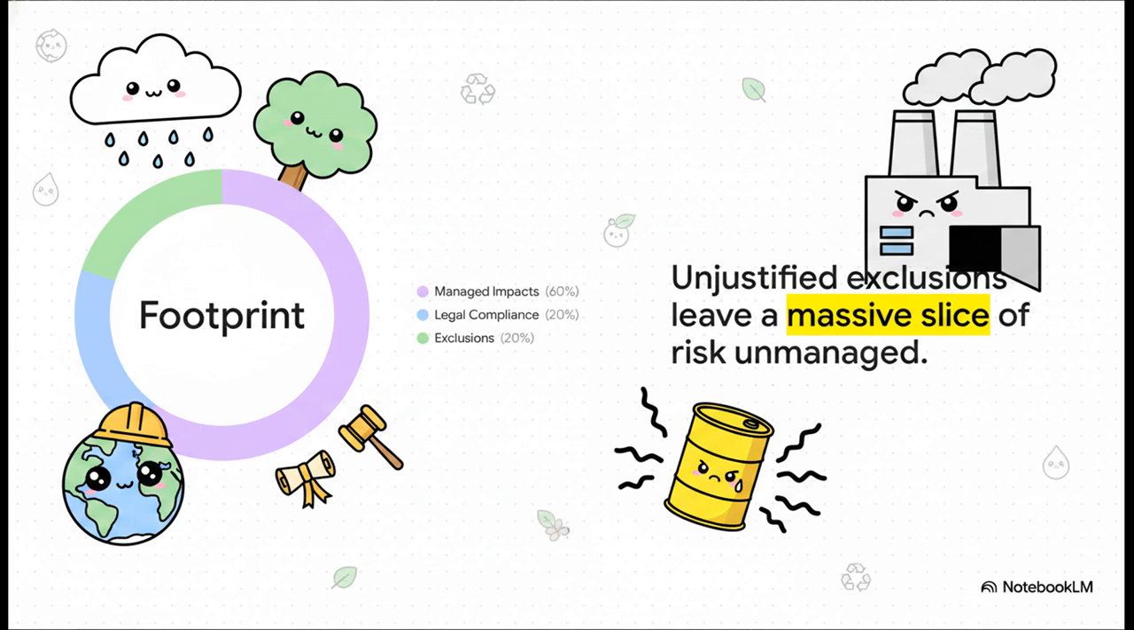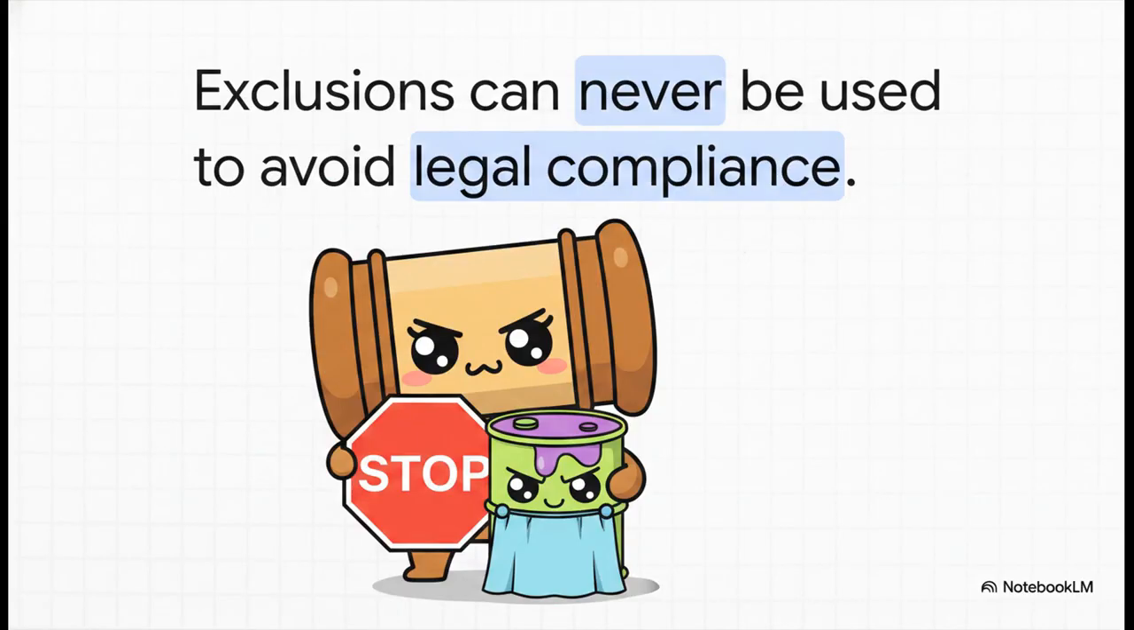Imagine a chemical plant deliberately excluding a temporary hazardous waste storage facility from its scope. That is a huge hidden liability, just waiting to cause real environmental harm. The standard is crystal clear on this point. Exclusions can never, ever be used to avoid legal compliance.